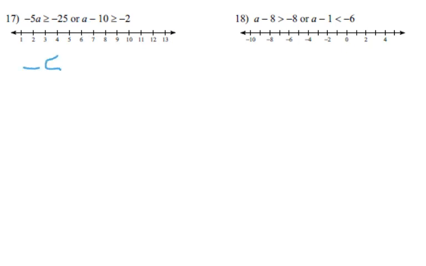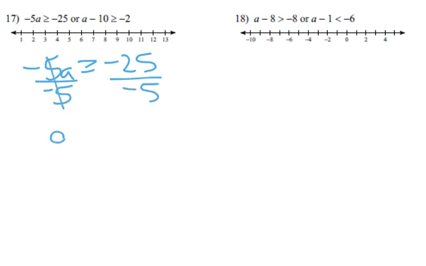So the first one, negative 5a is greater than or equal to negative 25. To separate the negative 5 from the a, since it's multiplied, we do the opposite. We divide both sides by negative 5. That becomes 1, so we're left with a. Now, since we're dividing by a negative number, we have to take the inequality symbol and flip it to the other side. So negative 25 divided by negative 5 gives us a positive 5.